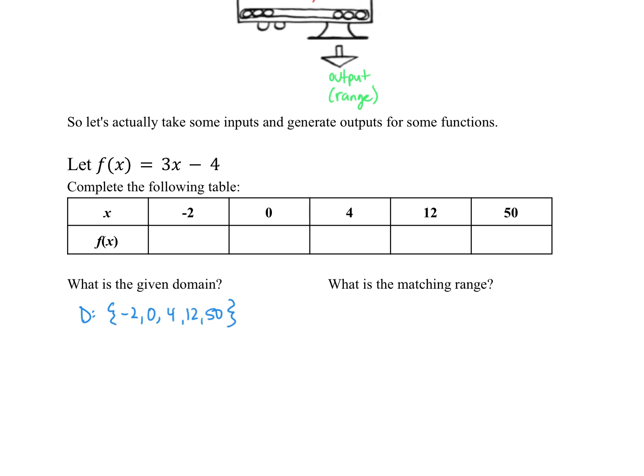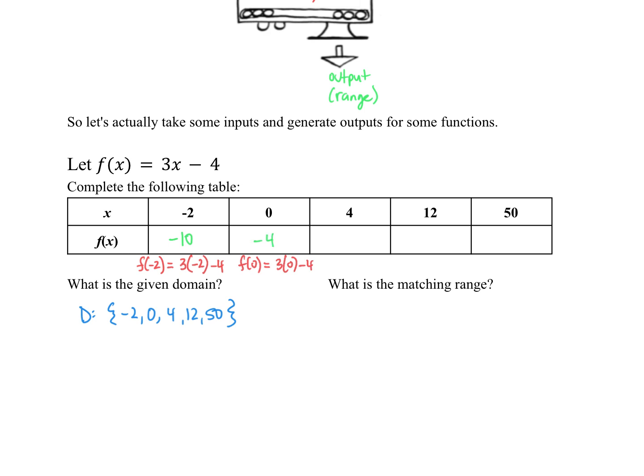So what that would look like is f of -2. So our input is -2. So we say f of -2. And then what happens? We plug it in for x. We let the calculator do the work, and that's going to be -10. Same thing in this next one. F of 0 would be 3 times 0 minus 4, which is going to give us -4.